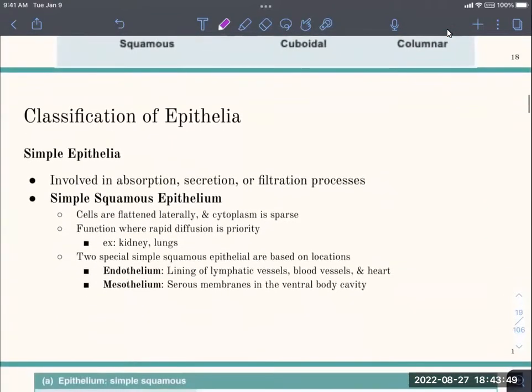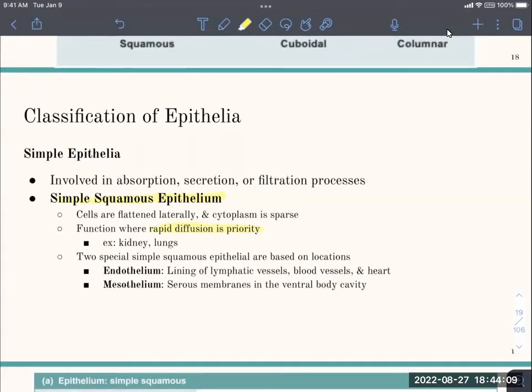So let's look at the different classifications of epithelia. We have our simple squamous epithelium. These again are those flat cells. Simple means it's one layer thick. It's usually found where we need rapid diffusion, like your lungs.